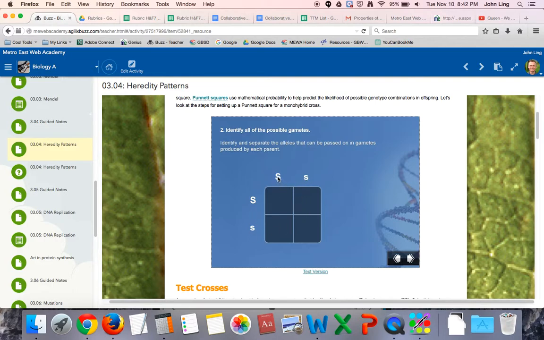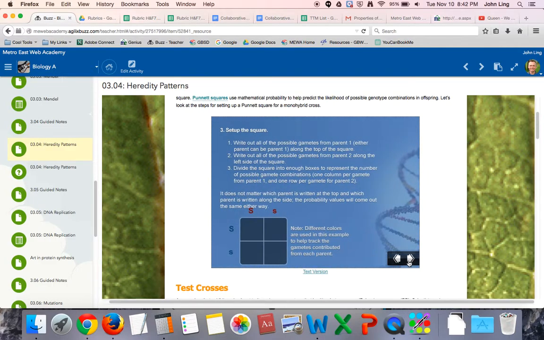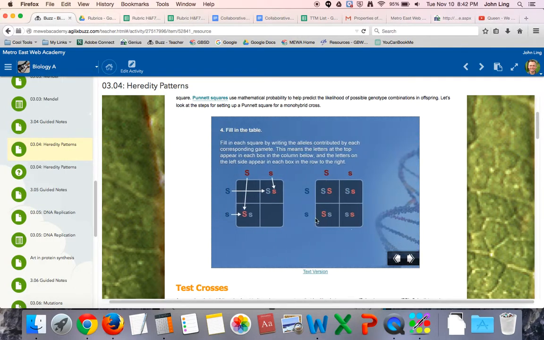So we split them into mom and dad. This is mom, this is dad. We split them into the two different alleles. And they might be the same, dominant or recessive, or they might be different, like in this case here. This just shows you what happens when those get crossed, the different combinations that they would make, how they match up.